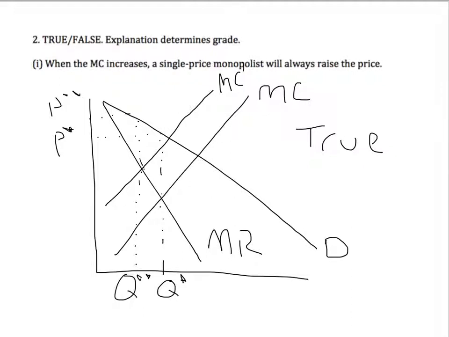But if you want full credit on this question, you'd have to explain your graph, explain how this Q star is the initial point, and this Q star star is the final choice, the new choice of quantity, and this P star star and P star are the new and old prices, and try to explain why it increased. So you don't just want to draw a graph for this question, you want to annotate or explain your graph as well.